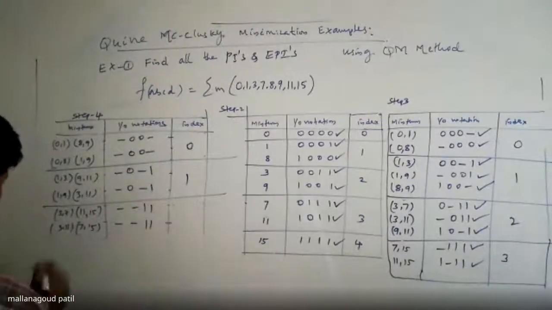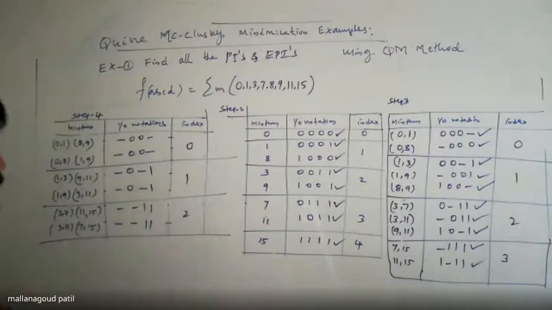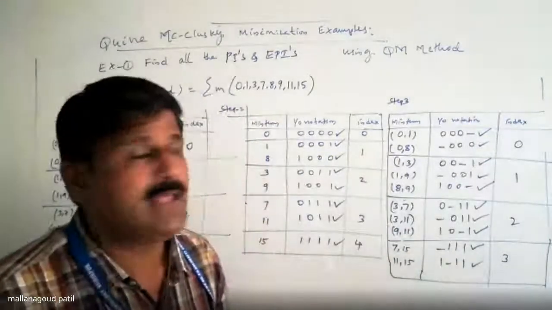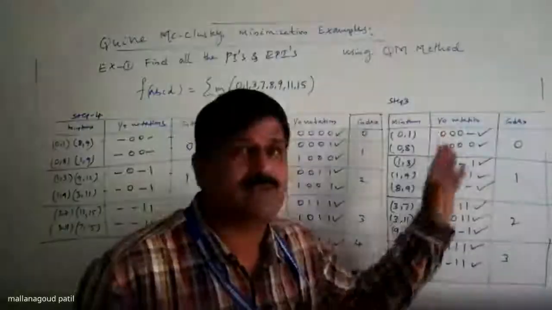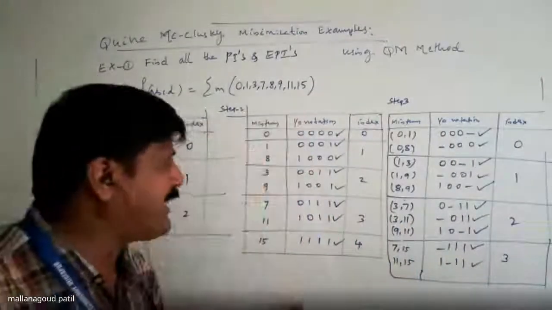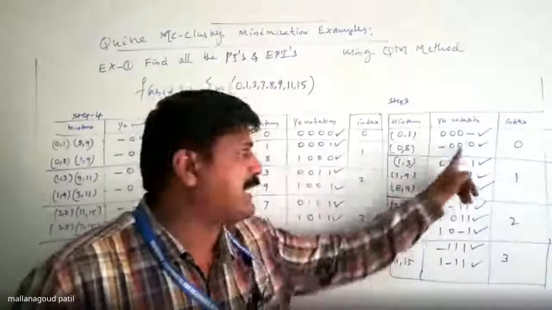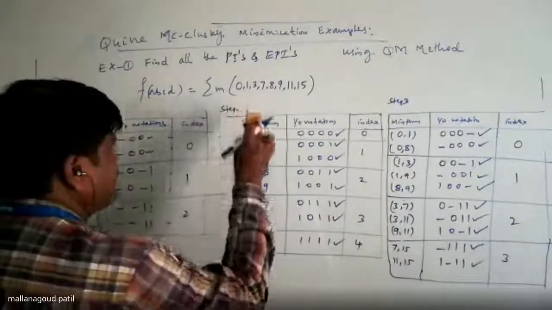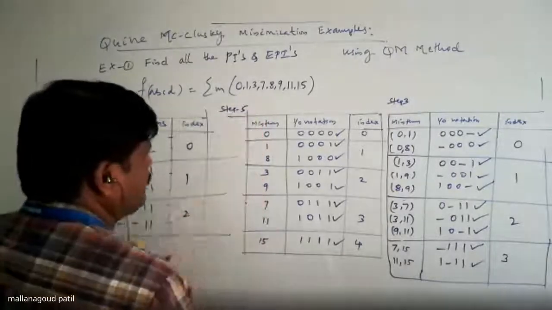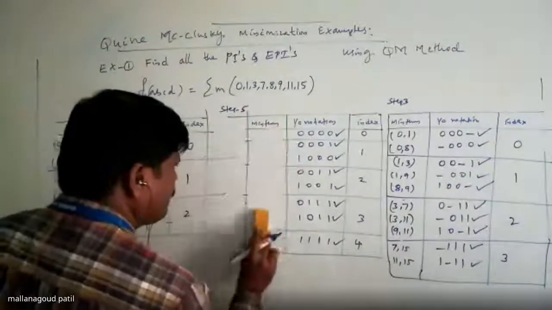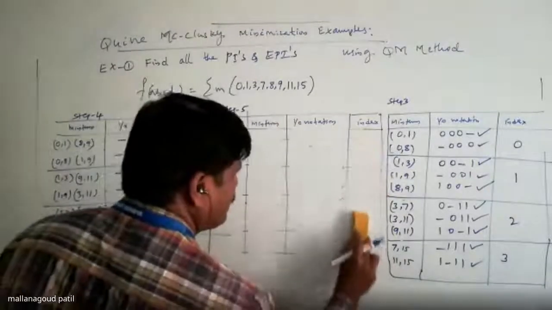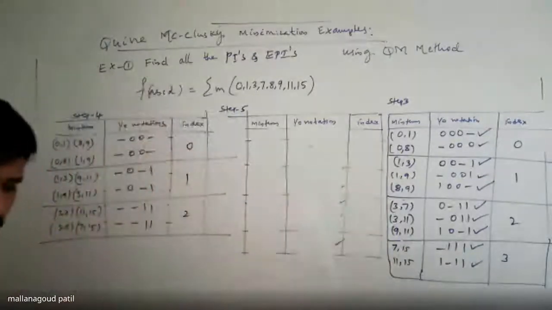Then you have to block this one. Then the index for this is 2. Next, is anyone not marked in step 3? No. Then we have not found any PIs in step 2, and step 3 also we have not found because all are marked. Then once again you can go for the next step, that is step 5.